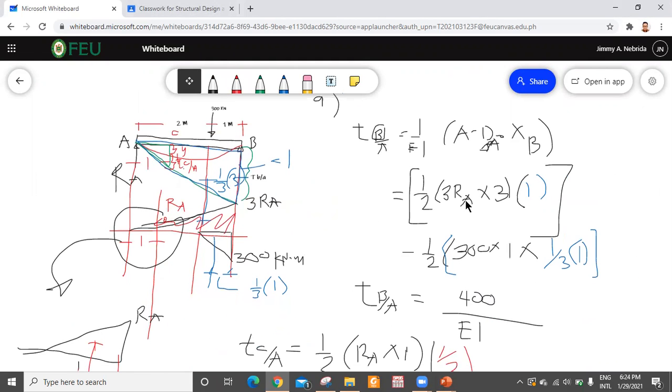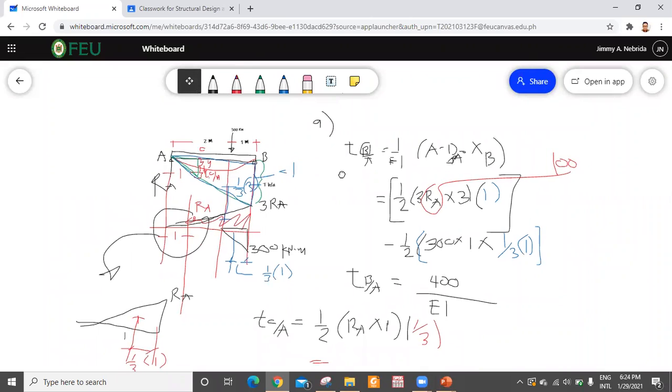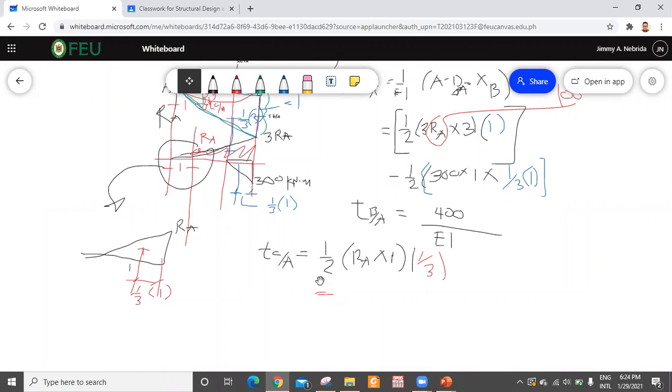Okay, that's why if you substitute here 100, the value is 400. Okay, let us just substitute here RA is equal to 100, then we can have this equal to 400. Okay, let's continue from here. Once we substitute RA equal to 100, this becomes 100 over 6, of course, all over EI. So that becomes 100 over 6 EI.